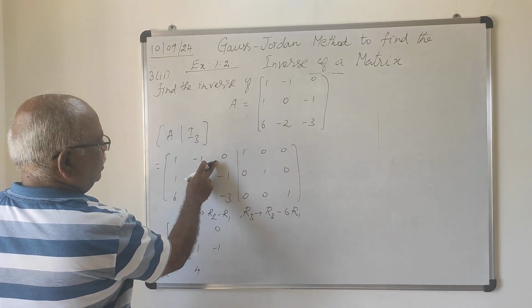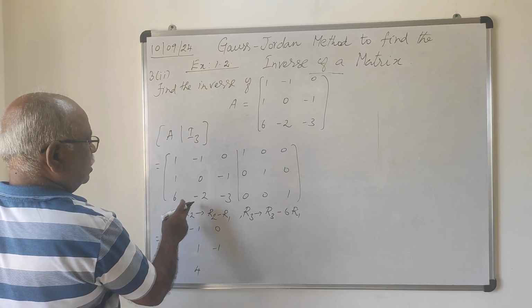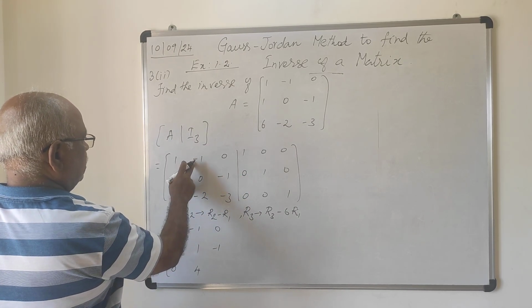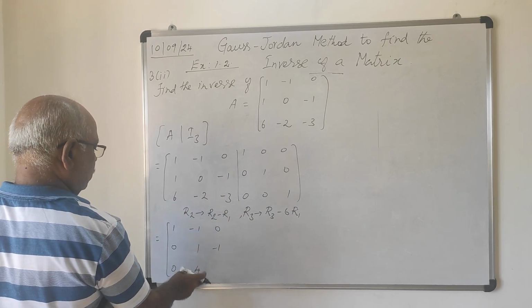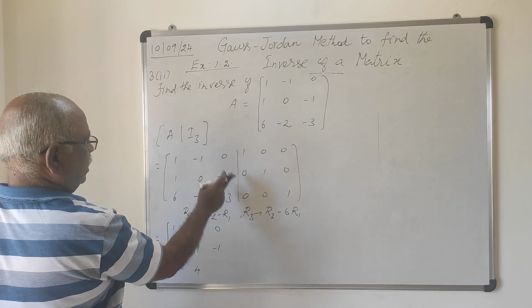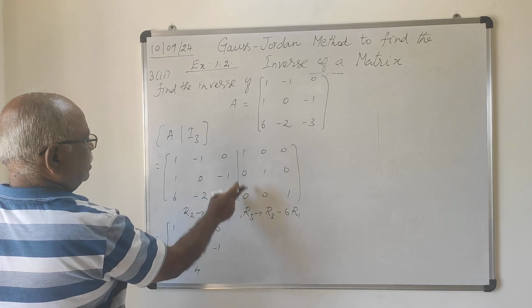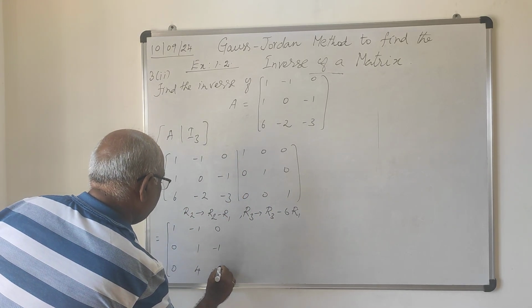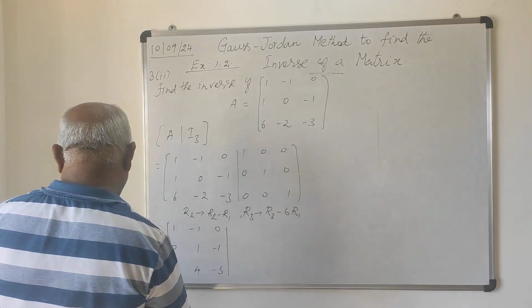And R3 is minus 3, 6 times of 0 is 0, so minus 3 minus 0 is minus 3, okay.